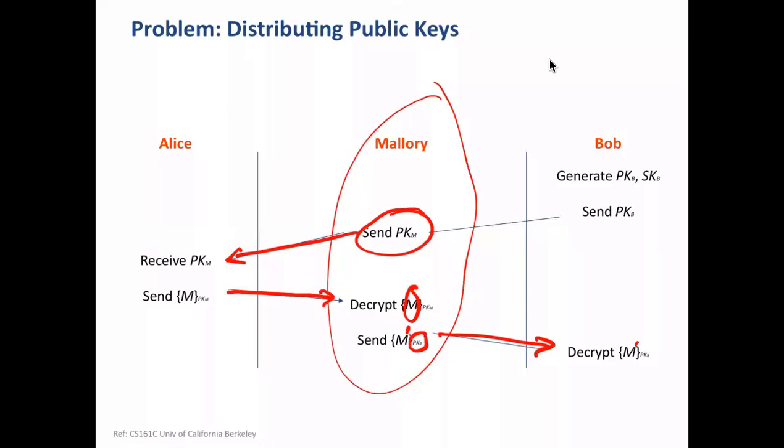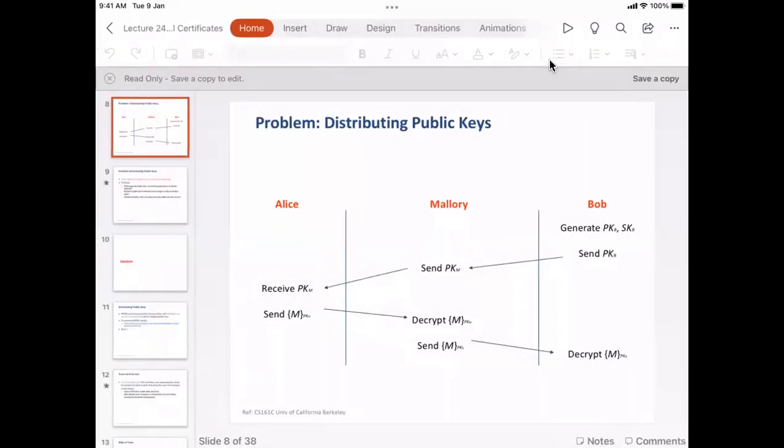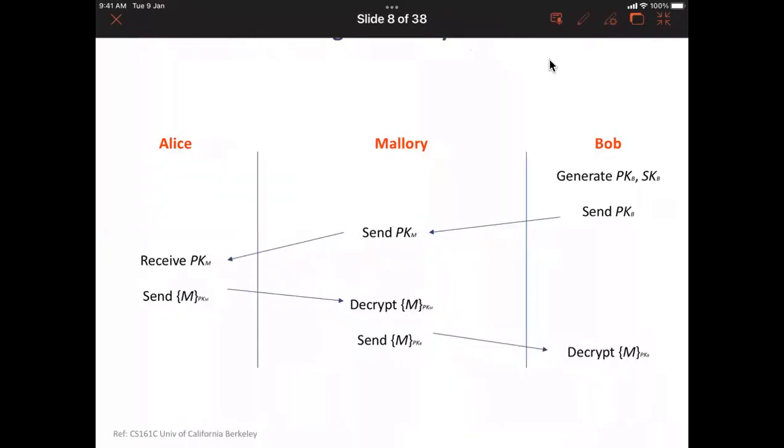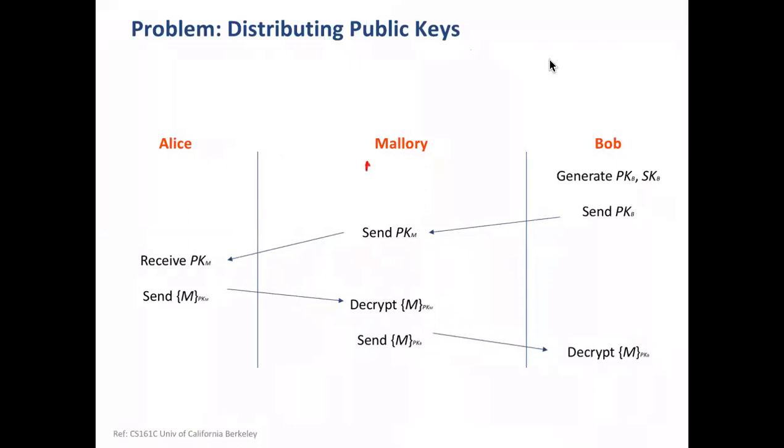Clear? Any question? Shall I repeat? What is a man in the middle attack? Mallory is doing a man in the middle attack. Because this is an insecure channel, she can intercept a message, read it, and change the contents.